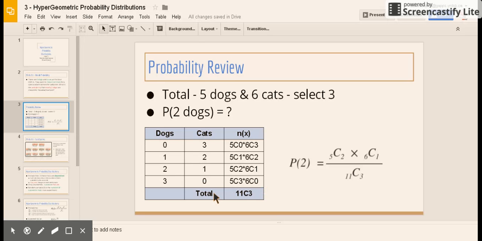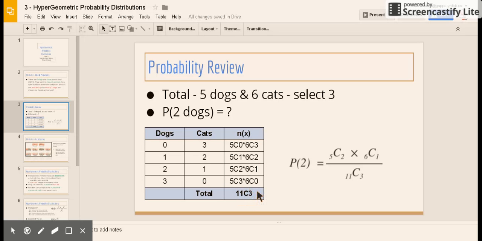I also know that my total number of possibilities, if I have 11 animals, 5 dogs and 6 cats, is 11 animals, and I want to choose any 3 of them. Those are the total ways I could choose any 3 animals. So if I add up all these outcomes, all these numbers of ways, I should get the same as this 11 choose 3.